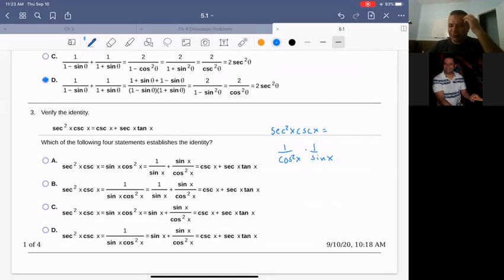Now I'm going to keep looking and see, does that eliminate anything? A is gone. C is gone. I'm left with B and D, just keeping track. Next, is there any way I can split this up?